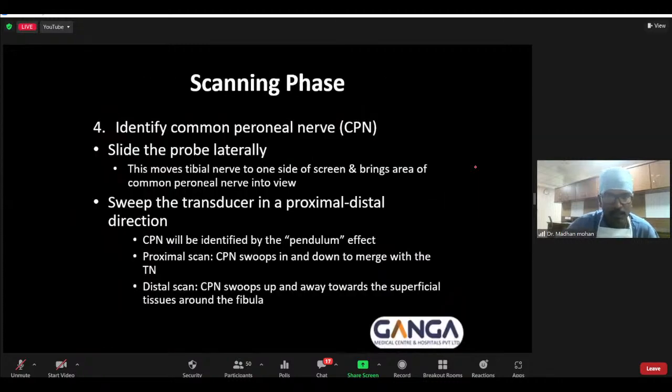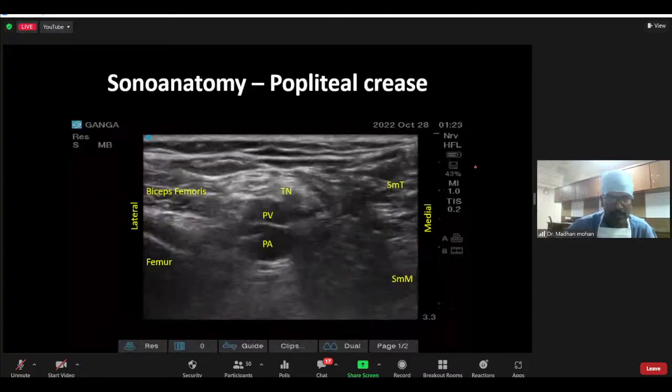The next step: since we have identified the tibial nerve, as you can see here, the tibial nerve will be superficial and posterior to the popliteal artery. Since we are scanning in a prone position, this will be posterior and this will be anterior. As I told, in the middle part of the fossa, the arrangement from behind forward will be your nerve, vein, and the artery.